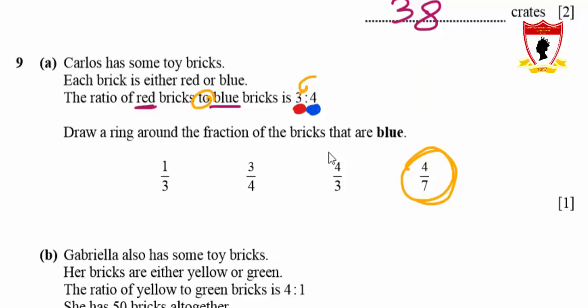Why is this one wrong? 4 out of 3, because the 4 stands for blue, 3 stands for red. There is no 4 blues out of 3 reds. No, but there are 4 blues out of 7 bricks according to this ratio.